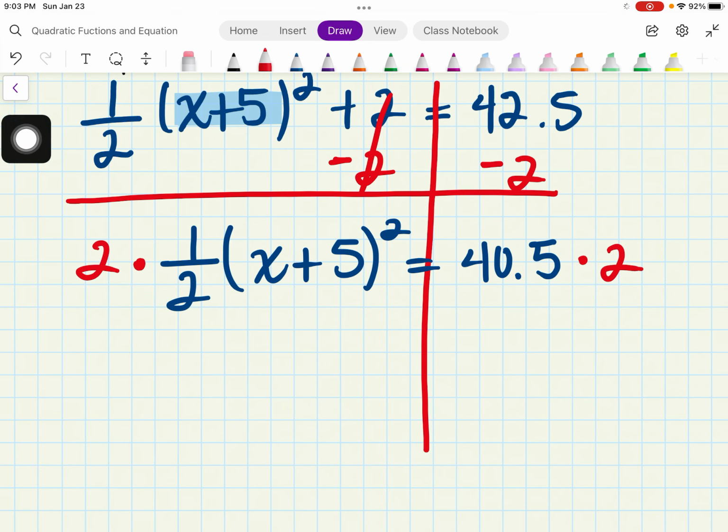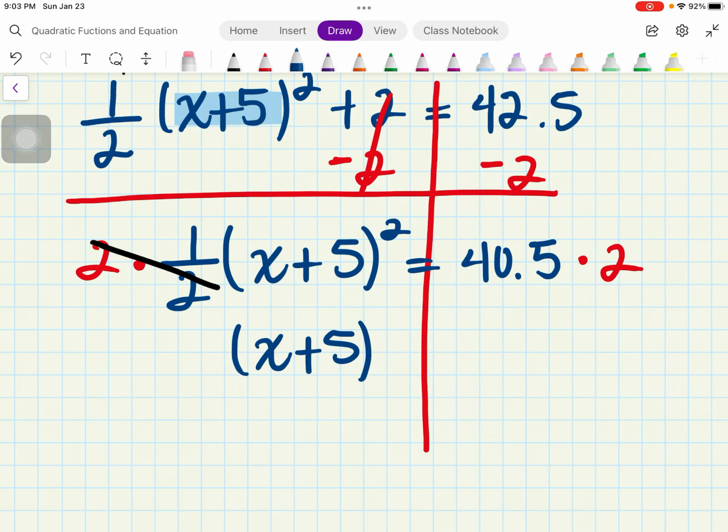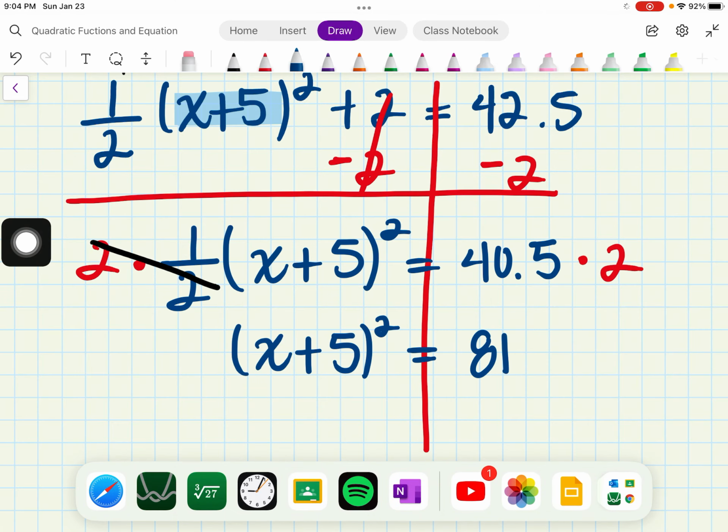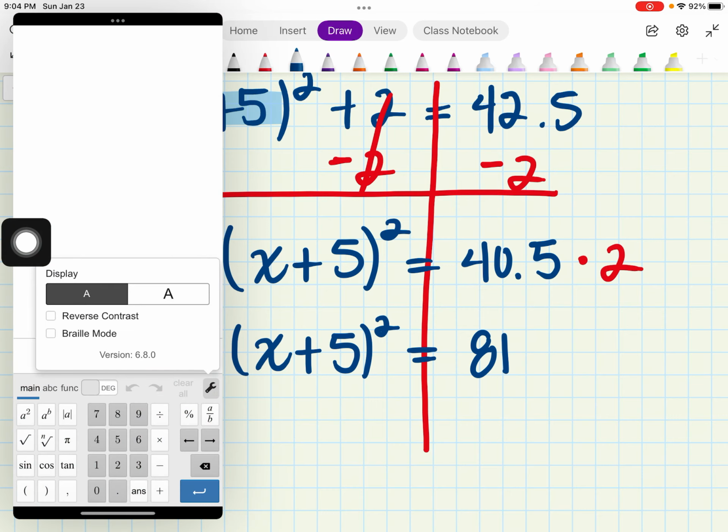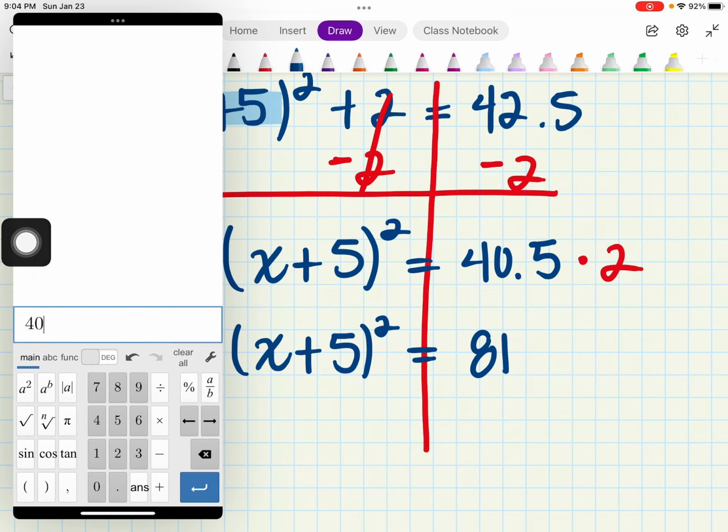2 times 1/2, guys, will actually cancel out, leaving us with (x plus 5) squared equal to 40.5 times 2, which is actually going to give us 81. And if we want to check that, guys, we could take out our calculator. And once again, 40.5 times 2 is going to give us 81.